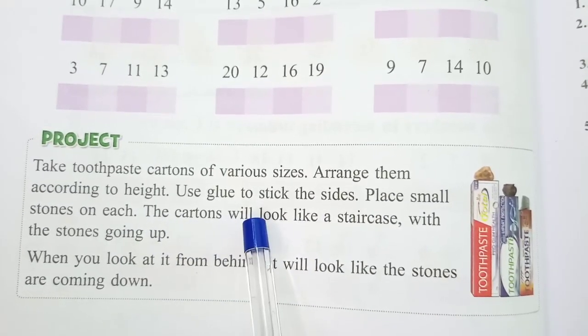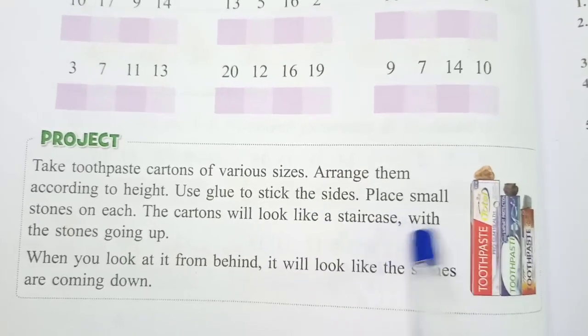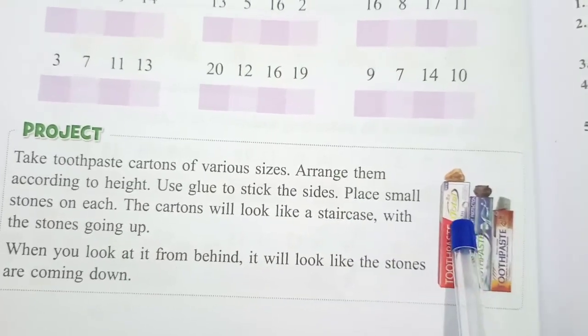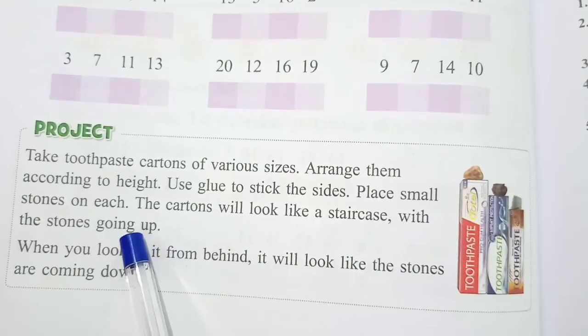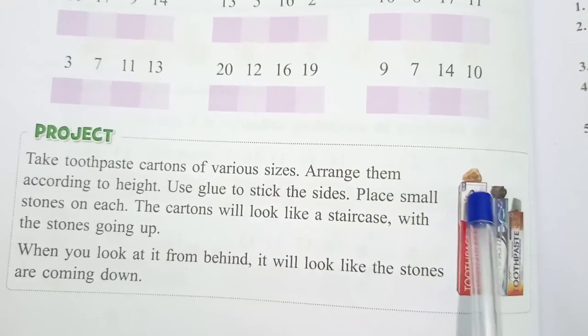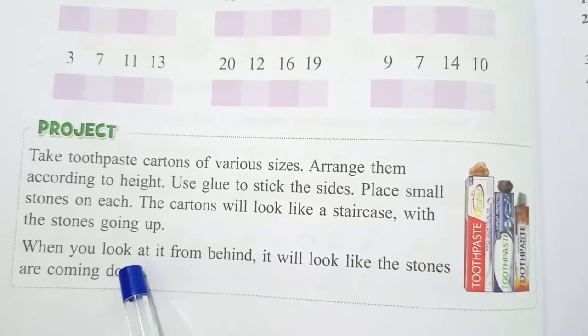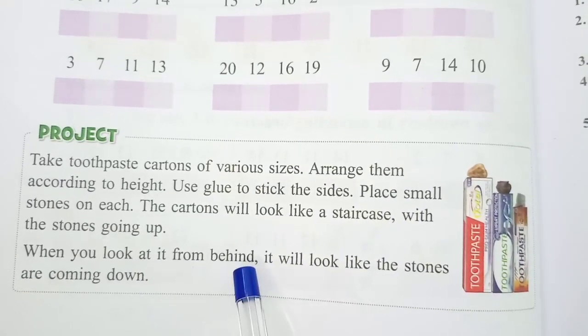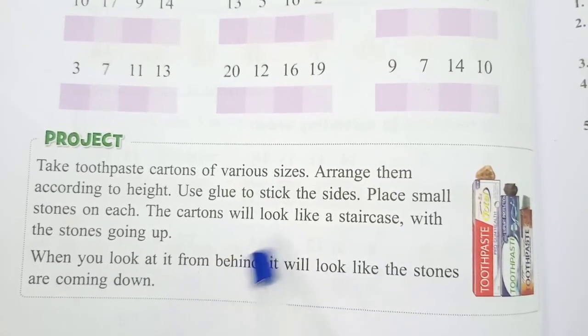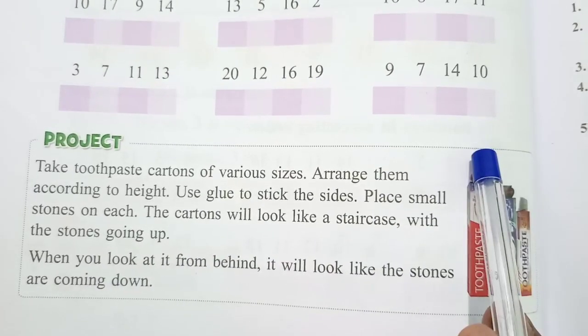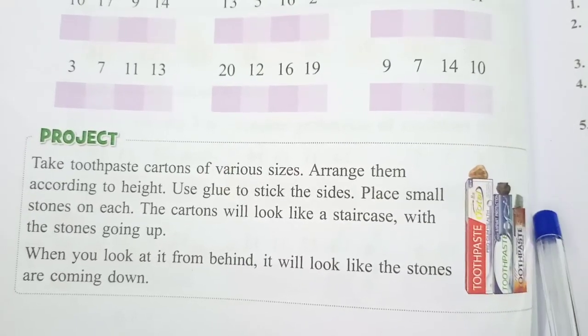The cartons will look like a staircase. So it looks like a staircase, that is steps. Correct? Yes, you can see here. Staircase with the stones going up. So from this side we are going to this side. When you look at it from behind, it will look like the stones are coming down. So if you see the other side, the stones are coming down.